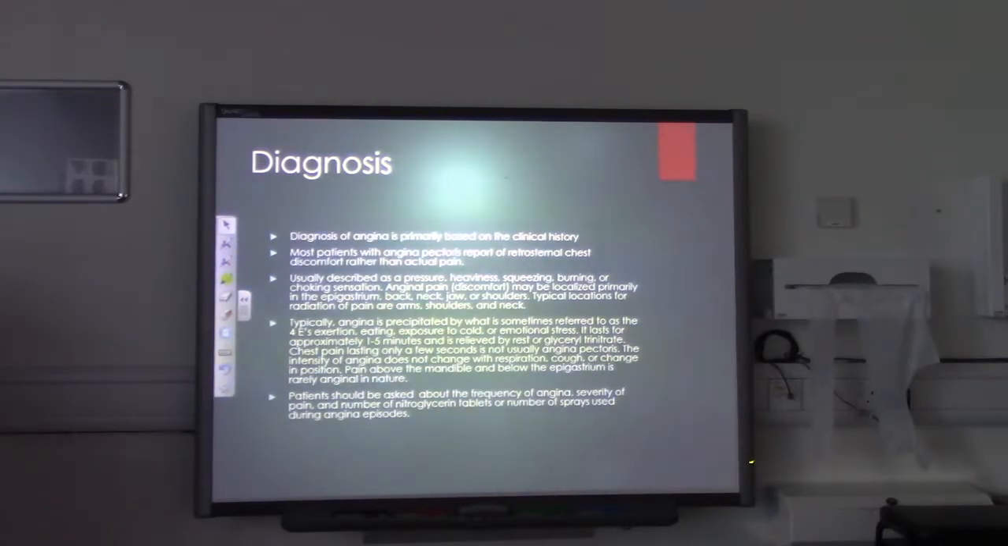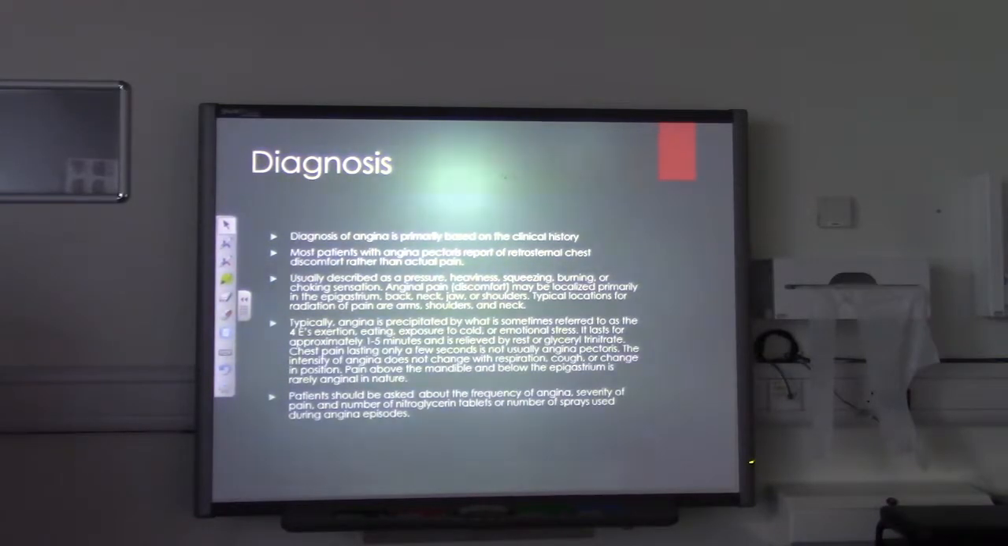The pain or discomfort lasts for approximately 1 to 5 minutes and is relieved by rest or glyceryl trinitrate, or GTN spray. Chest pain lasting only a few seconds is not usually anginal pain. The intensity of angina does not change with respiration, cough, or change in position. And pain above the mandible and below the epigastrium is rarely anginal in nature.